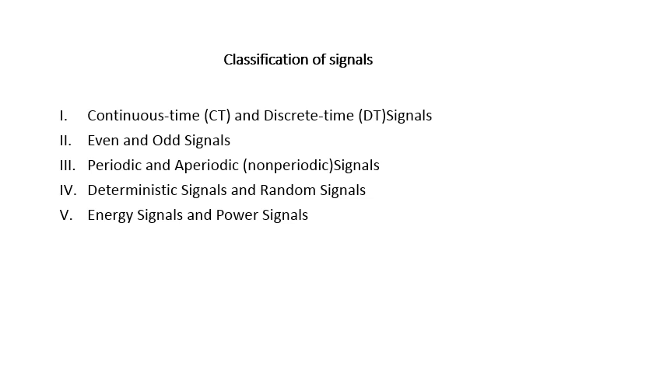So in this lecture we are going to discuss the classification of the signals, and based on this classification we can say that we can classify them into the following 5 categories, that is continuous time versus the discrete time signals, even and odd signals, periodic and aperiodic, also called non-periodic signals, and deterministic and random signals, and the final category is energy signals and the power signals.